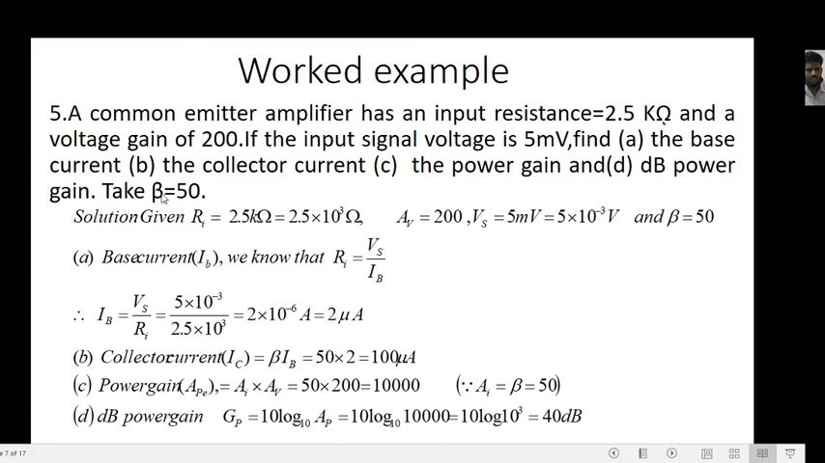Current gain is 50, and voltage gain is 200, therefore 50 into 200 is equal to 10,000. Ai is equal to beta is equal to 50. Power gain in dB, Gp is equal to 10 log base 10 Ap, which is equal to 10 log base 10 of 10,000, that is equal to 40 dB.